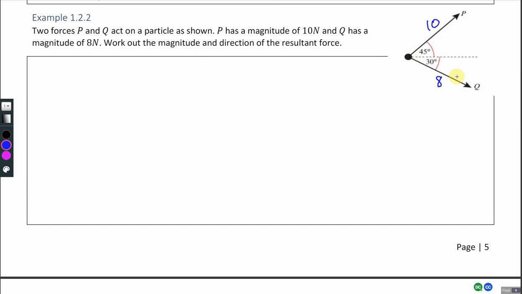So to do that, we're going to work out the horizontal and vertical components of both P and Q. So I'm going to introduce an x-axis and a y-axis onto my diagram. So there we go, x and y axes now on the diagram. That just makes it easier to refer to horizontal and vertical components.